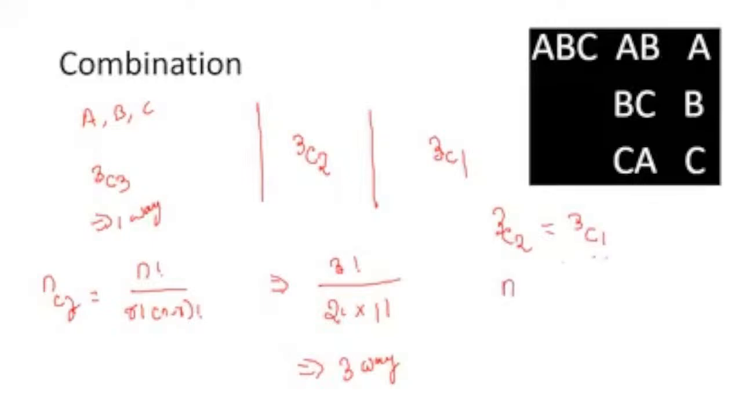Otherwise the formula is nCr is equal to nC(n minus r). This is the formula we need to remember. So 3 factorial by... if you do it like this also, you will be getting 3 ways. So 3C2 is equal to 3C1. Please remember nCr is equal to nC(n minus r). If you do more problems, you will understand the combination formula and how to approach it.